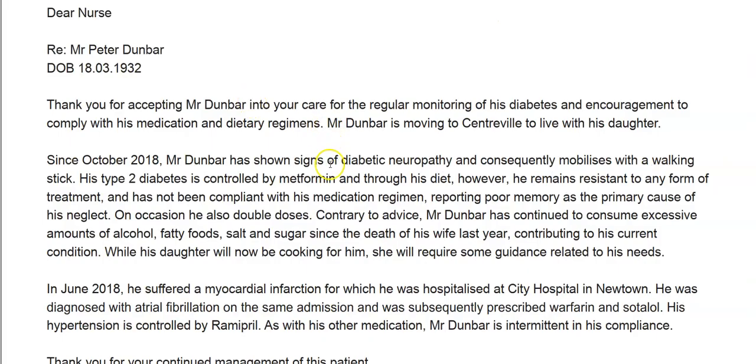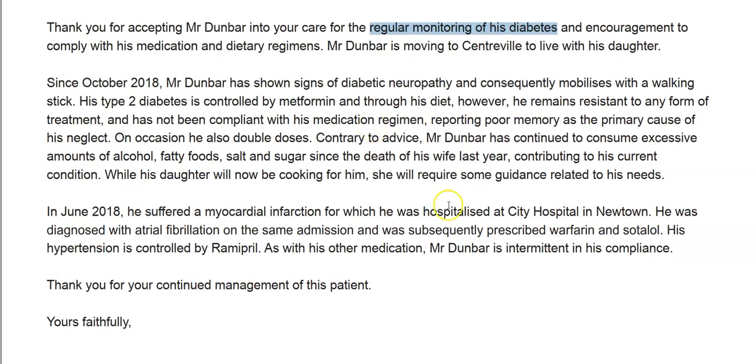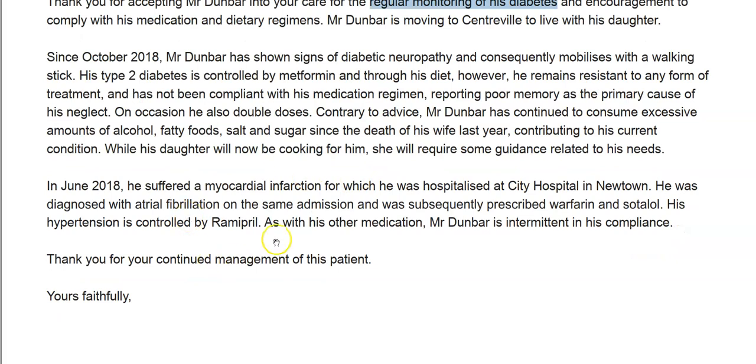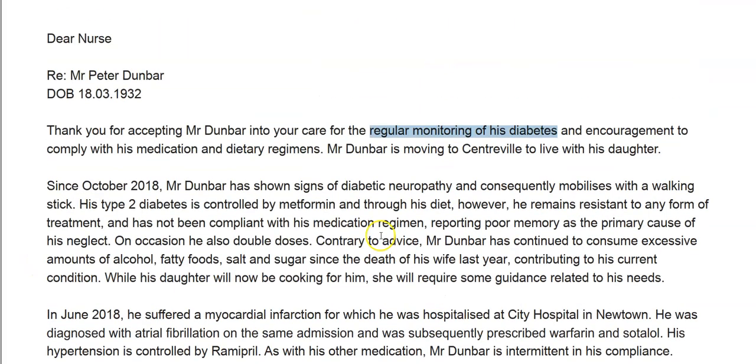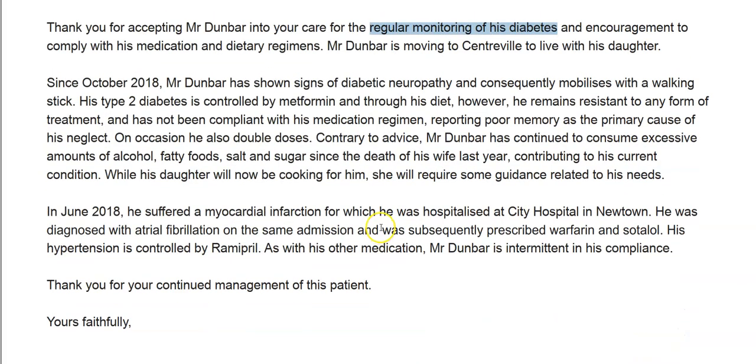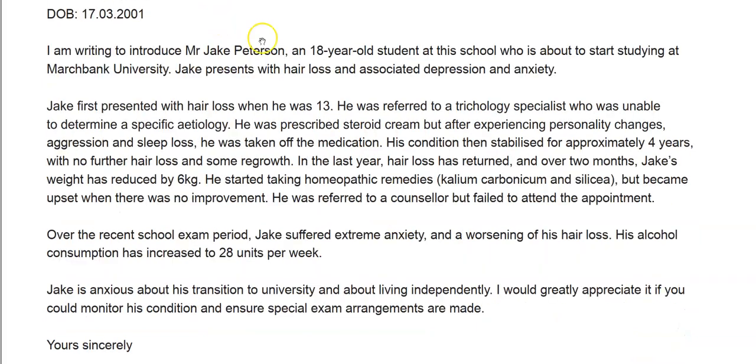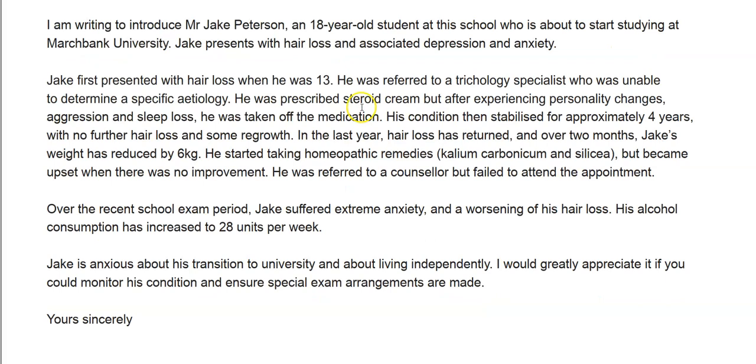So if we take a look at this: thanks for accepting Mr. Dunbar into your care, regular monitoring with diabetes, and then you're supposed to repeat the request at the bottom. This doesn't really do so. Thank you for your continued management. So that's not too bad. This one here is to introduce him. So purpose at the bottom: greatly appreciate. Okay, that's pretty clear.